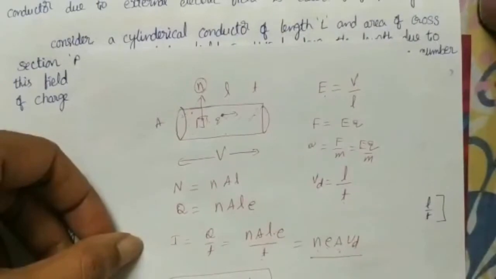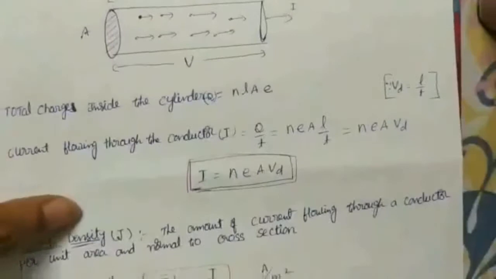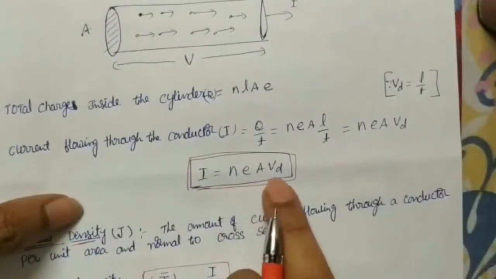That is the drift velocity relation. You see here, we apply some potential to the conductor. Here current I is equal to N e A v_d.